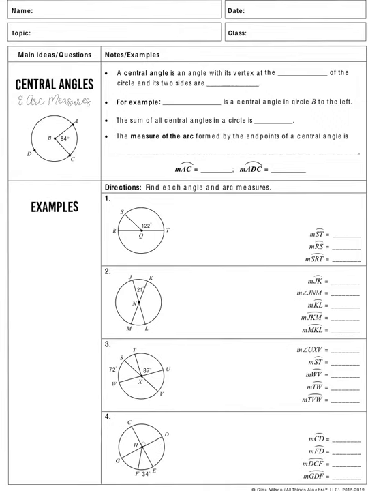Today we're going to talk about central angles. A central angle is an angle with its vertex at the center of the circle and its two sides are radii.